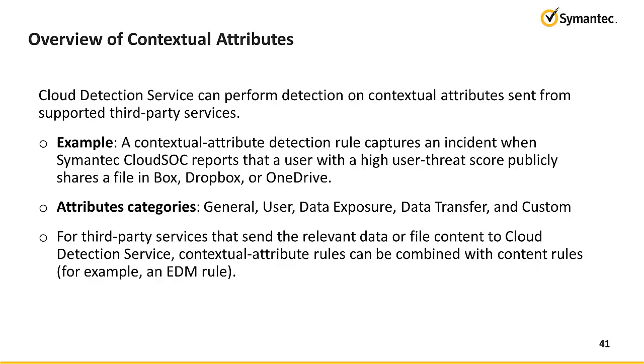For instance, a contextual attributes detection rule might capture incidents when Symantec CloudSoc reports that a user with a high user threat score, as determined by CloudSoc, shares a file in Box, Dropbox, or OneDrive with people outside their organization. For supported services that send the relevant data or file content to Cloud Detection Service, for instance, a file shared in Box, you can combine other types of detection rules, such as keyword rules or exact data matching rules, with contextual attributes rules to enhance content awareness and further pinpoint the user actions that trigger an incident against your DLP policies.